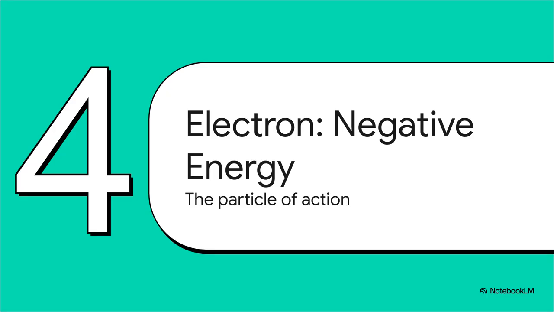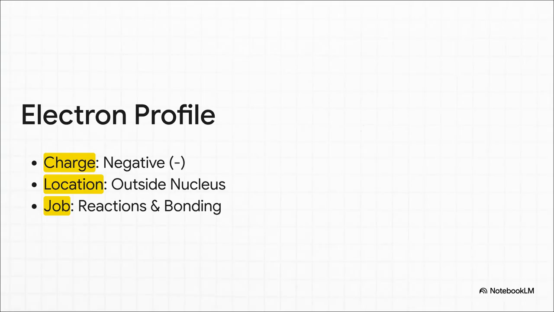All right, let's leave that calm, stable nucleus for a second and head out into that huge electron cloud to meet our third and final particle. This is the electron, the lightweight, super fast little guy that makes all of chemistry happen. So the electron's profile makes it pretty much the polar opposite of the proton. It's got a negative charge, and it lives out in that big, spacious cloud outside the nucleus. Its mass is so incredibly tiny, it's almost nothing compared to protons and neutrons.